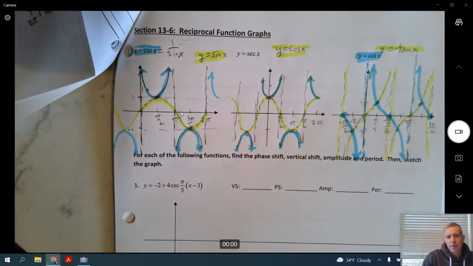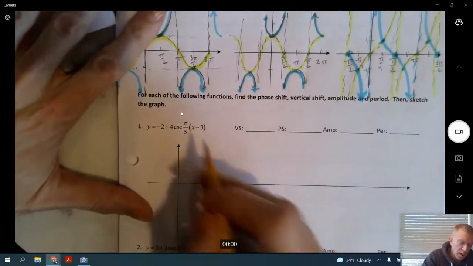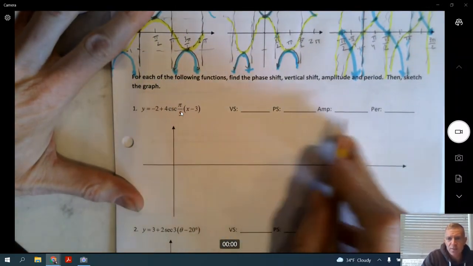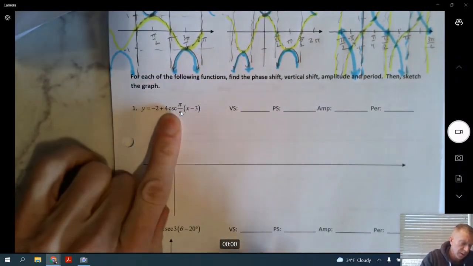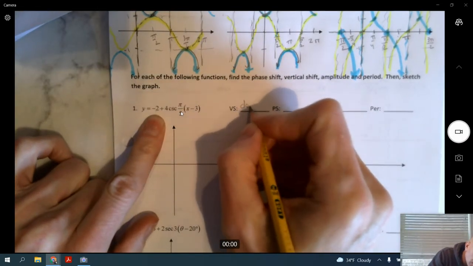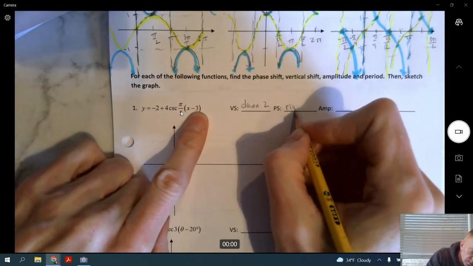Okay, now let's go and do a couple more examples. So this one, we're going to do vertical shift, phase shift, amplitude, and period. Okay, here there's a vertical shift of down 2. Phase shift of right 3.